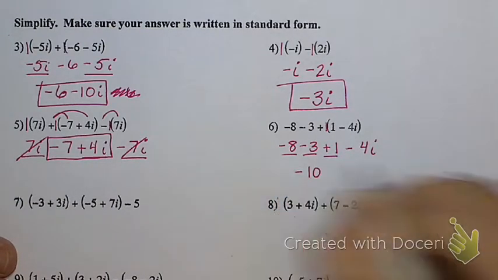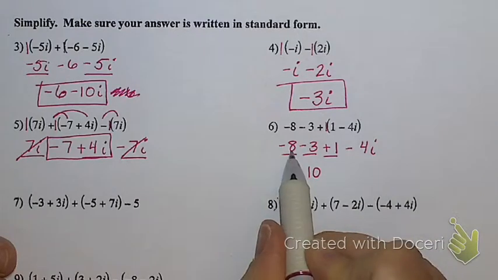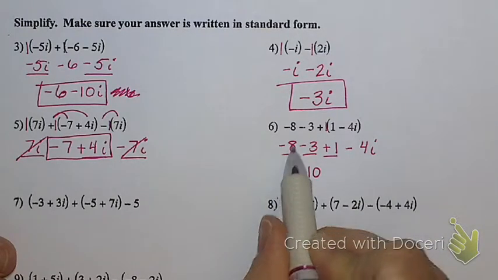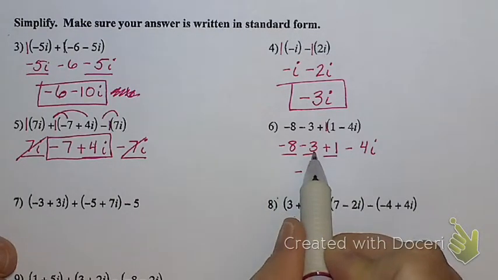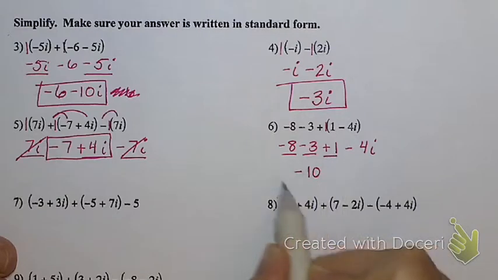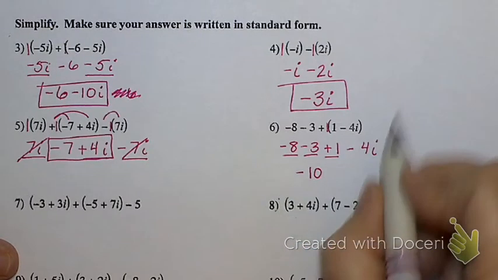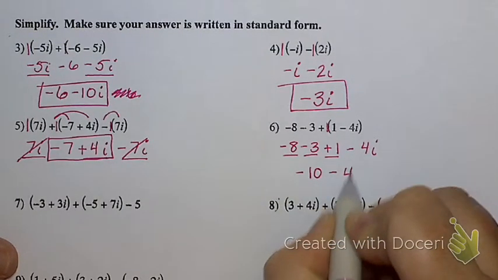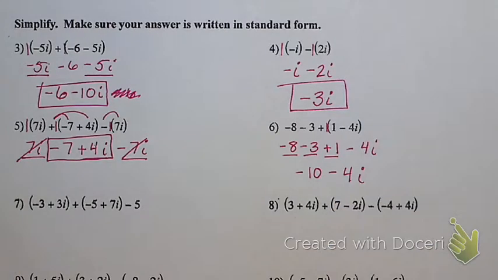Negative 10. Again, think about it like money. You owe $8, then you owe another $3. That means you owe 11 total, right? But then you get $1. So if you pay that $1, you still owe 10. That's your balance right there. And then I have minus 4i. Is that in standard form? Yes or no? Yep.